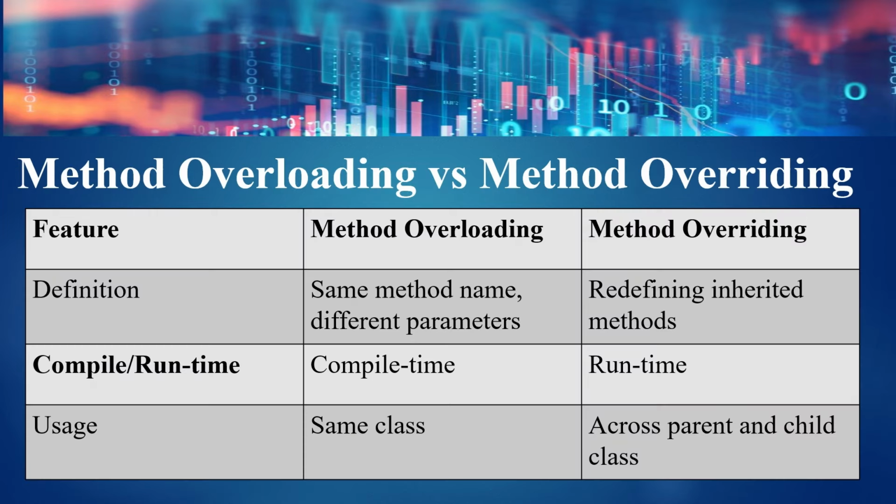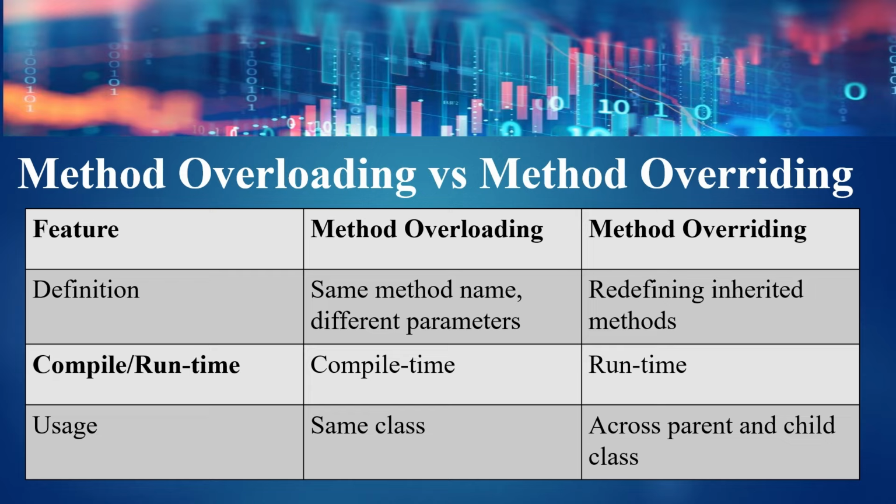Now we have seen method overloading and method overriding. Let's see what the differences are between them. First comes the definition. When you're defining method overloading, your function name has to be the same, but you have to use different parameters. But when you are using method overriding, you have to use the same name and the same parameters, so you actually redefine an inherited method. At what time are they performed? Method overloading is performed at compile time. Method overriding is performed at runtime.